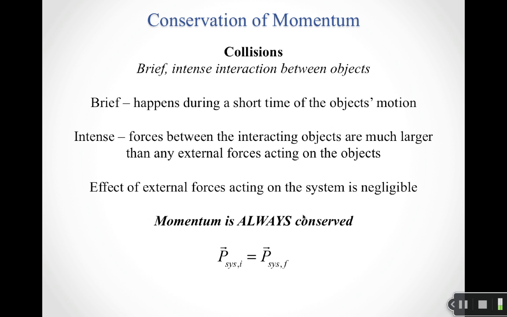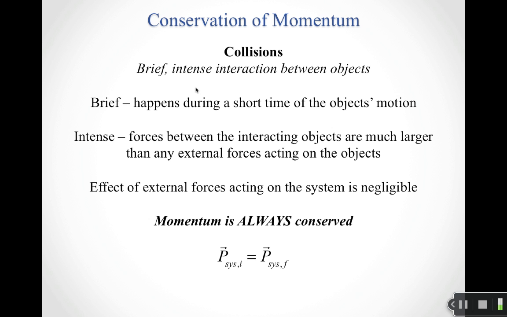We most often are going to take advantage of this when thinking about collisions. A collision is a brief, intense interaction between objects. That's our physics definition. Why that's important is because brief tells us that it happens during a short amount of time. The intense tells us that the forces between the colliding objects are going to be much larger than any external forces that happen to be present.